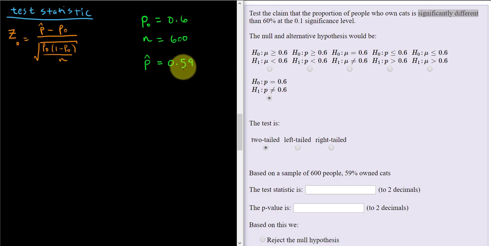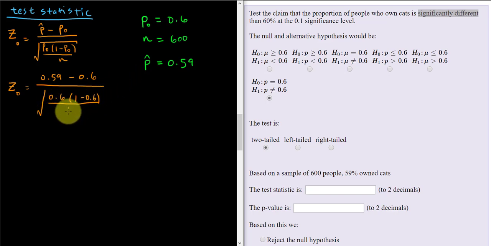I'm going to undo that. But now we can go and insert all this info here into our test statistic and do some computations. So our test statistic starts with the sample proportion, 0.59. And we are seeing how different that is from the hypothesized proportion of 0.6. And in the denominator, 0.6 times 1 minus 0.6 over n, which is 600. Lots of sixes. Okay, I'm going to open up our calculator so we can compute this.